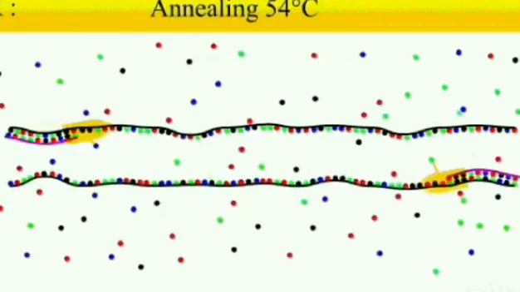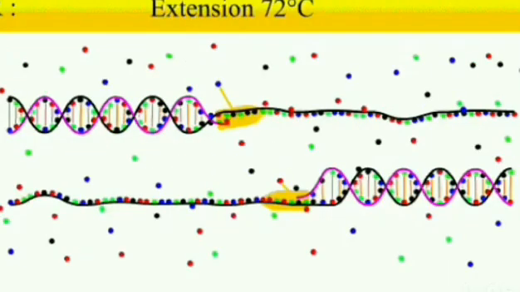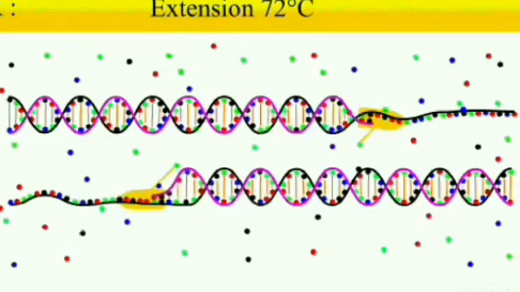PCR has 3 steps. Denaturation: we heat the DNA to 94 degrees Celsius.